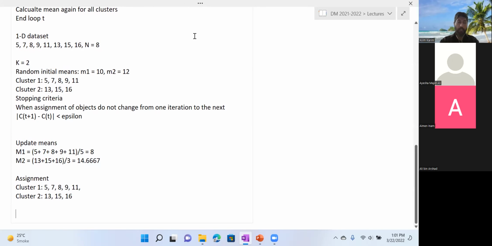So the final clustering is this last clustering in which objects 5, 7, 8, 9, and 11 belong to cluster 1, and objects 13, 15, and 16 belong to cluster 2.